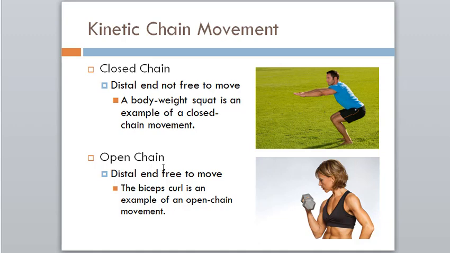So like if you're kicking a soccer ball, the foot that's planted to the ground is closed chain, and the foot that's actually kicking the ball is open chain. So just think of that concept as, is the foot or the hand free to move? Is it fixed because it's stuck to some surface or some machine? It's closed chain. If it's free to move, then it's open chain.